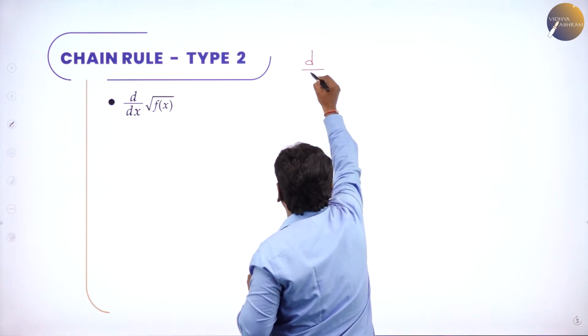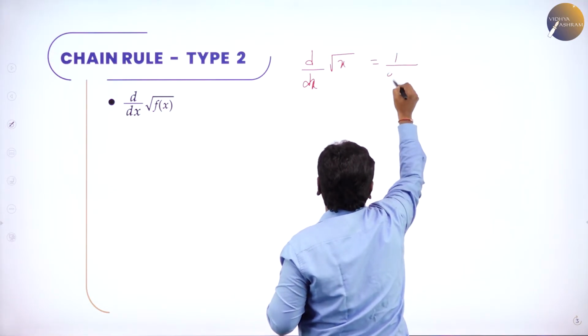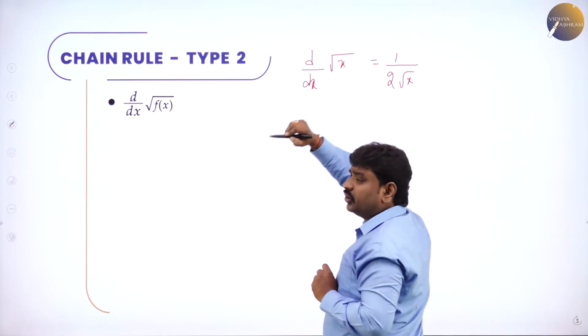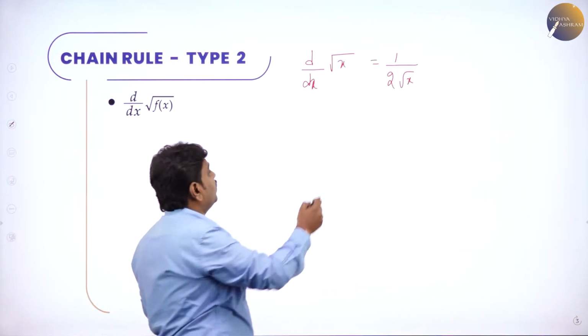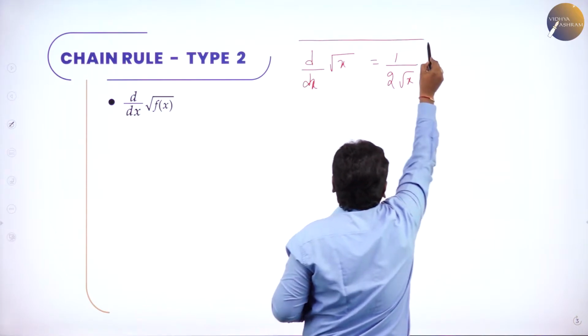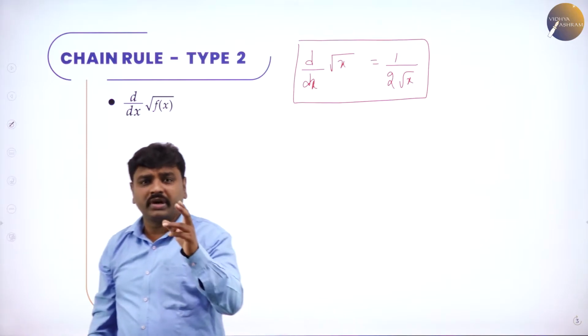What is the derivative of root x? d by dx of root x is 1 by 2 root x. Yes, you can write it in the form x power half and use the formula for x power n, but it's time consuming. Remember the basic derivative of root x: it is 1 by 2 root x.